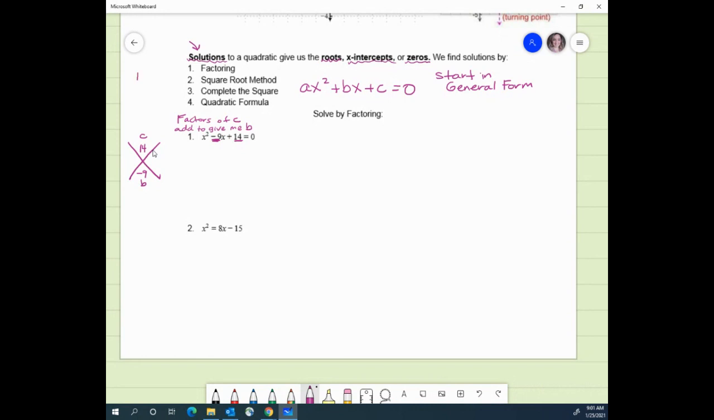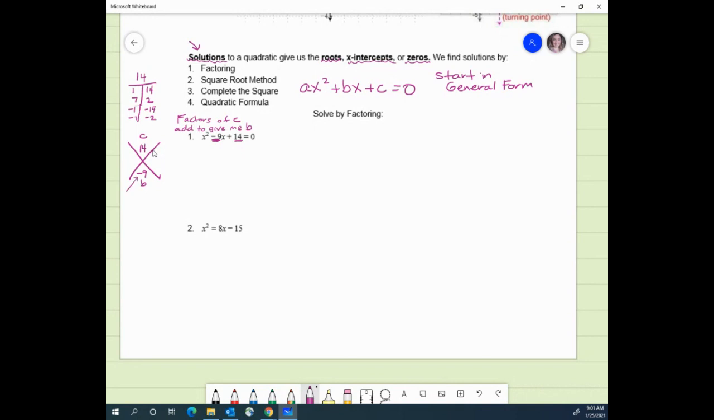Okay, so 14, you may already know what they are already. The factors are 1 and 14, 7 and 2. I could also think of -1, -14, -7, -2, right? You can't forget those negative factors. So I want the combination that's going to add to give me -9.